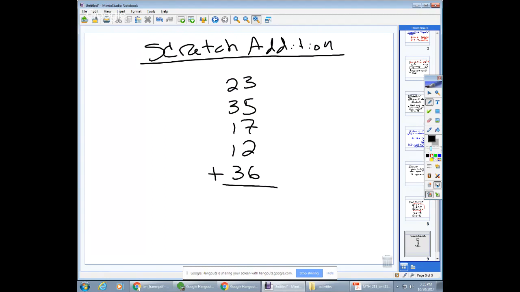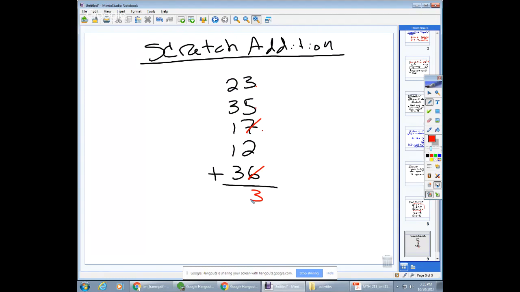So here's the way scratch addition works. You think about groups of 10 because that's our number system. Every time you make a group of 10, you make a scratch. So for example here, 3 and 5 is 8, plus 7 is 15, scratch, because there's a 10 in that 15. Then I only worry about the 5 from the 15. So from here, 5 and 2 is 7, 7 and 6 is 13, scratch, write the 3.